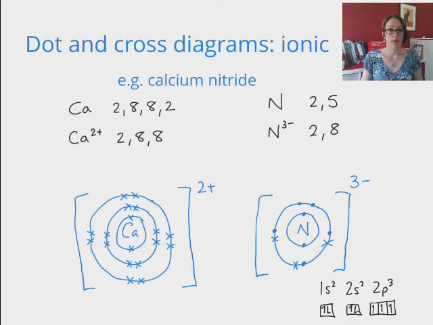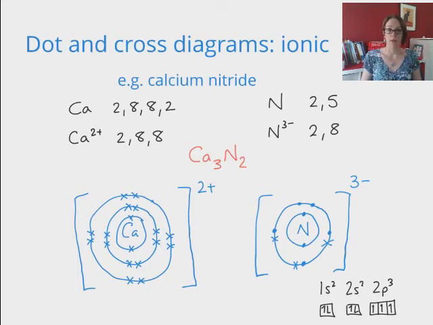So the final thing that this diagram needs is some appreciation of the fact that, of course, to make the compound calcium nitride, you're going to need to not just have 1 of each ion. So the formula of the compound would be Ca3N2. And that's just in terms of balancing charges. Compounds do not have charges overall. So calcium, I need 3 lots of 2+ to balance out 2 lots of 3-.